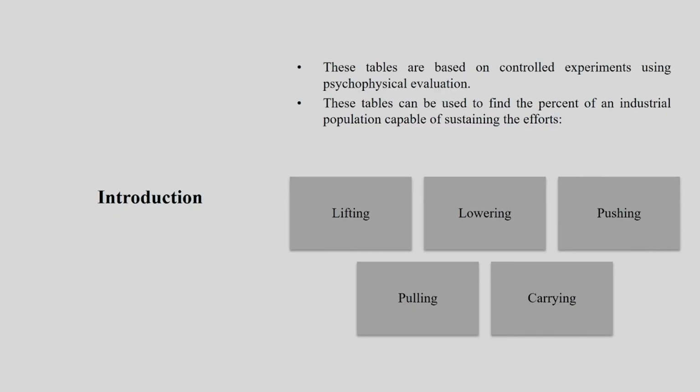These tables are Snook's tables, a set of tables. They are based on controlled experiments using psychophysical evaluation. They were asking about load handling, with varieties of load, along with getting all the responses, physical and perception. Those responses are why it is called psychophysical evaluation.